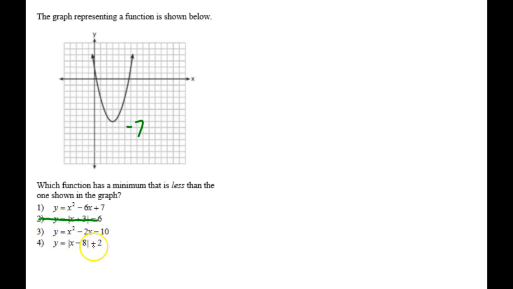The minimum for number 4 is going to be 2. So that is not going to be less than negative 7 as well. So we can eliminate that choice. So it's narrowed down to 1 and 3.